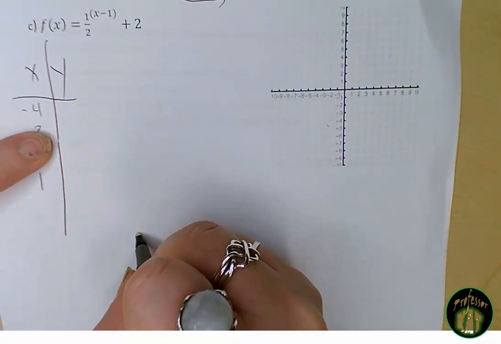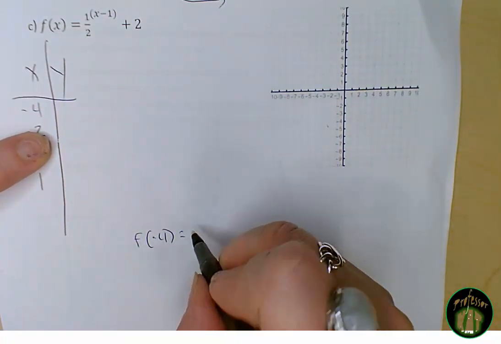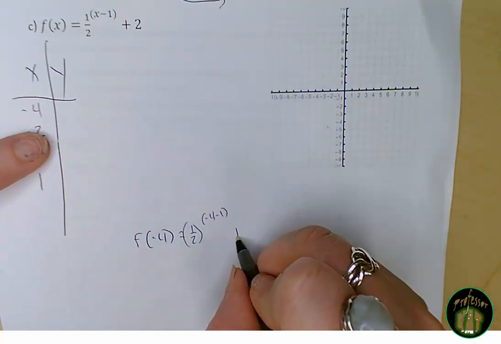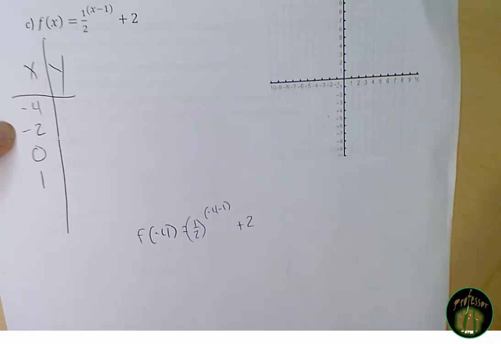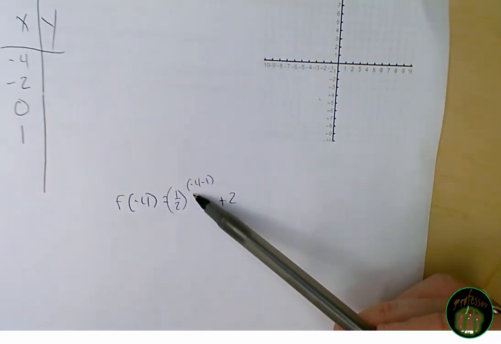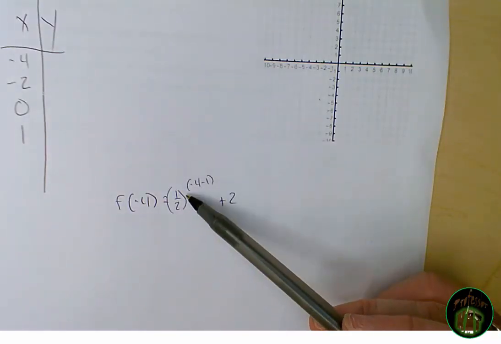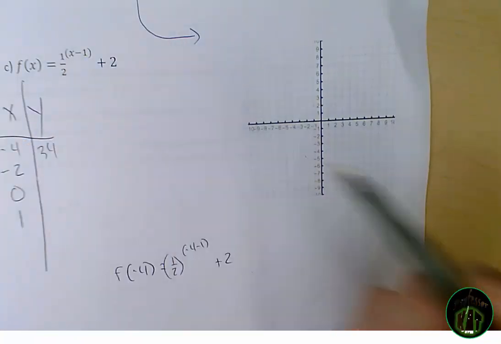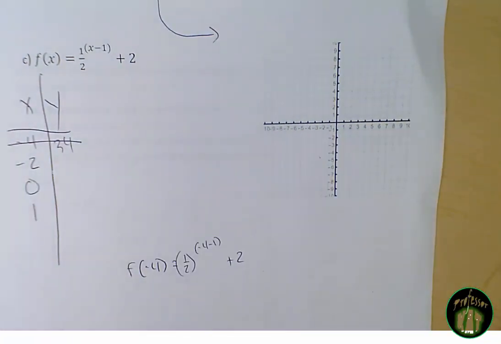So f of -4 is going to give us (1/2) to the -4 minus 1 power plus 2. So that's (1/2) to the -5th, which is actually 32, and 32 plus 2 is 34, which is really, really big. So it looks like I'm not going to use that one.